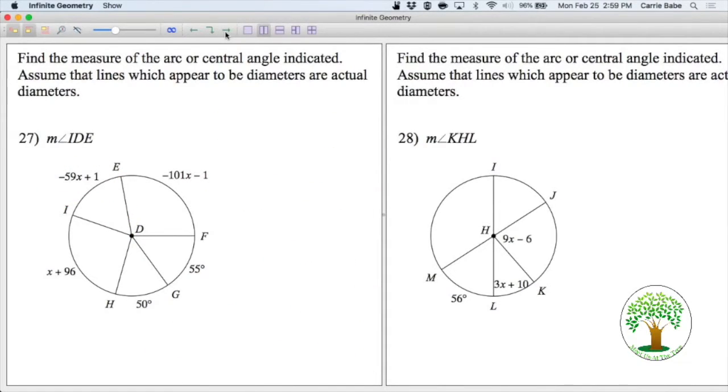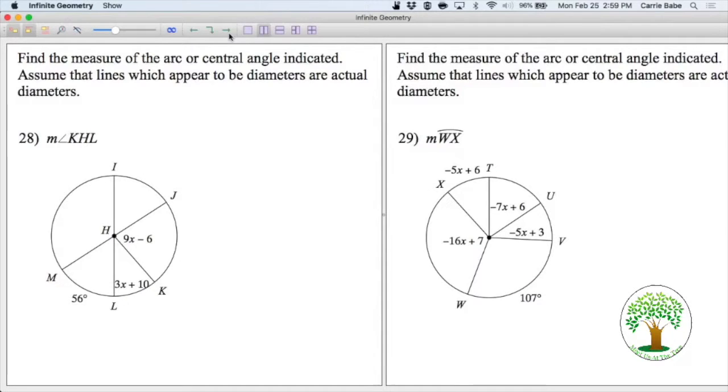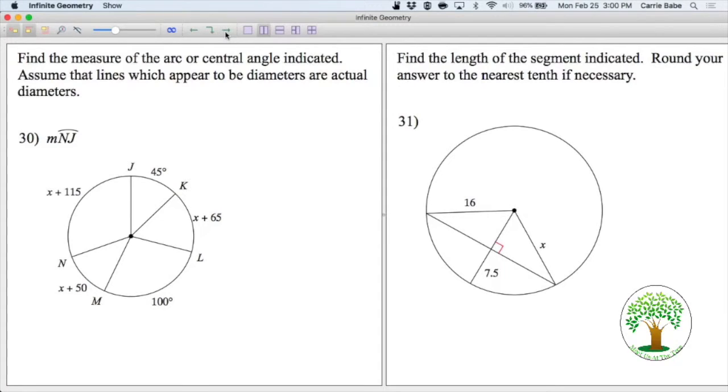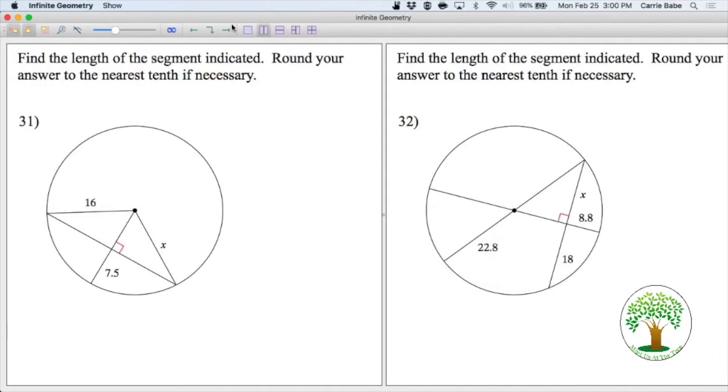All right, let's make sure 29 is a similar deal. Yes, but you're going to find the arc. Very similar to what we just did. Let me jump really quick to 31. That one's going to be a fast thing. What is x going to be on 31? 16. Do you understand why? Because it's perpendicular, but not only that, they're both radii.